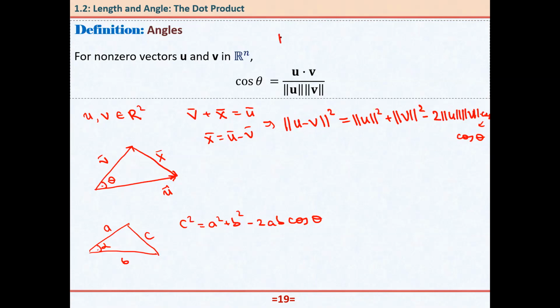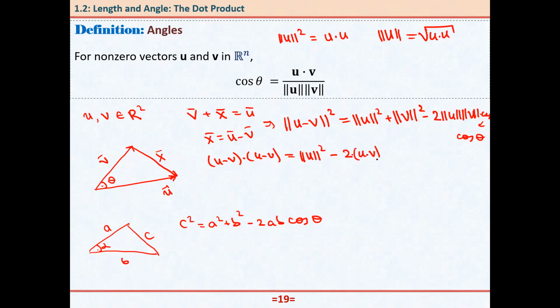As you remember, norm of u squared is the same as u dot u, because the norm of u is defined as the square root of u dot u. Using this definition, we have u minus v dot u minus v. If you remember how I expanded this, it equals norm u squared minus 2 times u dot v plus norm v squared.